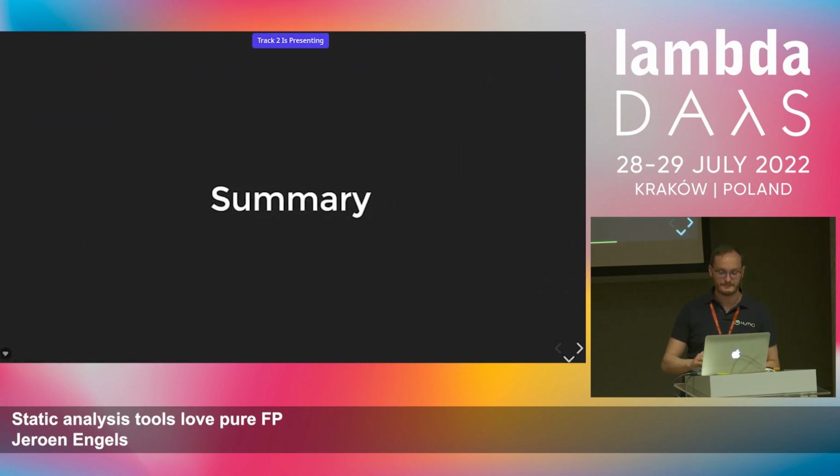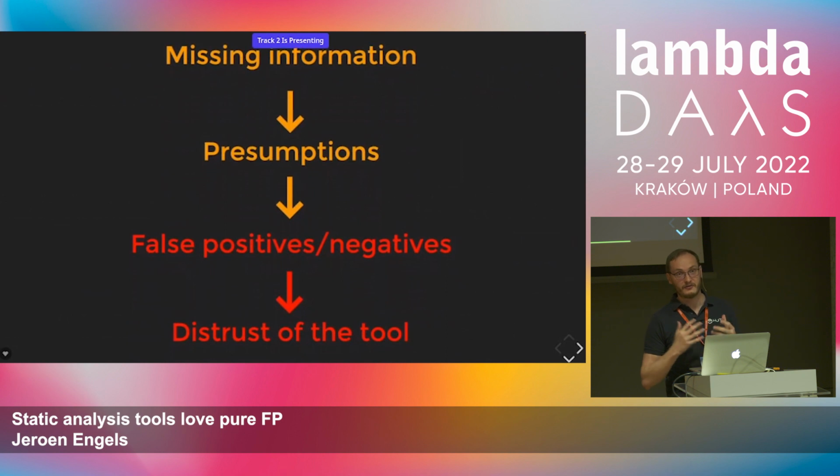So, to summarize, we've seen that missing information is the root cause of everything in static analysis. When you have missing information, you're going to make presumptions, and when they turn out to be wrong, you're going to have either false positives or false negatives. That's going to make your users frustrated, and they're going to distrust your tool. Maybe even your language, who knows?